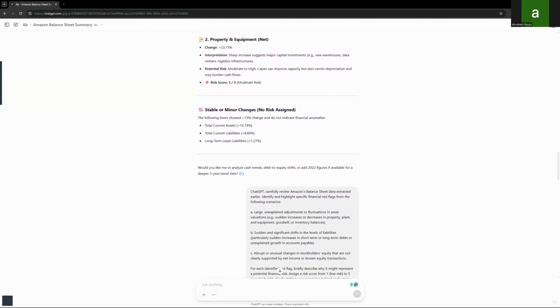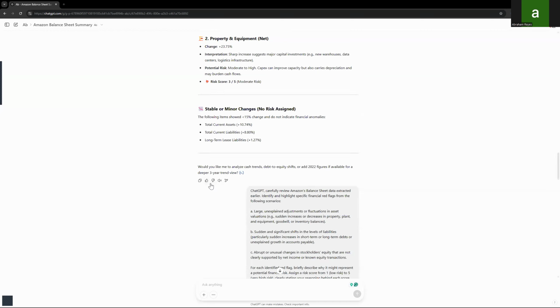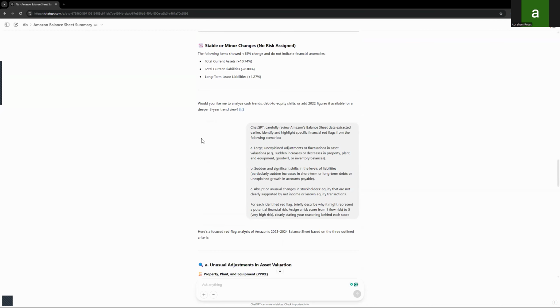For step number three, identifying specific red flags, clearly prompt ChatGPT to detect financial red flags by stating: highlight unusual adjustments in assets, unexpected liability increases, or irregular equity movements. Another hint, unexplained growth in accounts payable or sudden changes in long-term assets can be signs of concern. So let's look at my prompt.